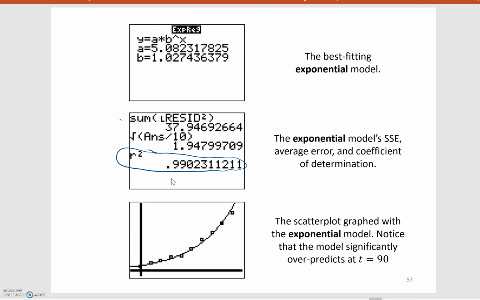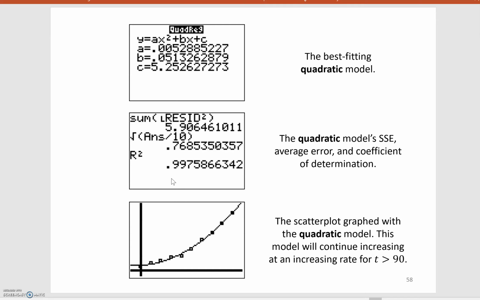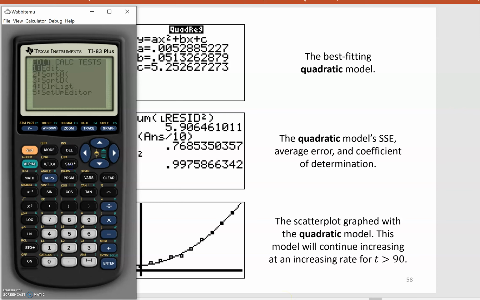Now we could graph this, and one thing to notice is that you've got a slight overprediction here at 90. So now we're basically just going to do this again for the other types of regressions. So we're going to do this for a quadratic, and I'll just show you where this is located. So you would go to Stat Calc, and then you see number 5 is quadreg. So it's very easy.